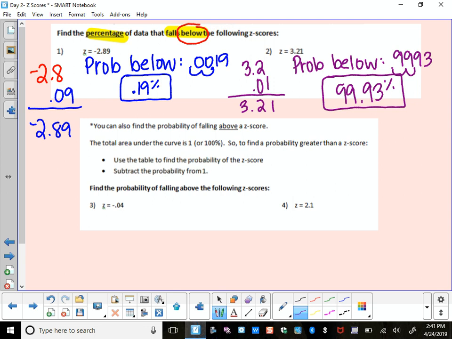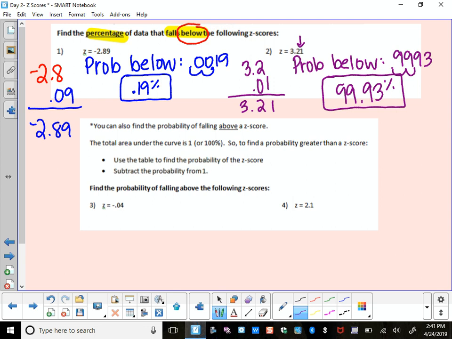I got a quick question. Well, we get the 0.01 because that's what's left over. The first 2 digits tell you what to look for on your left side. This last digit here tells you what to look for on the top. Okay.